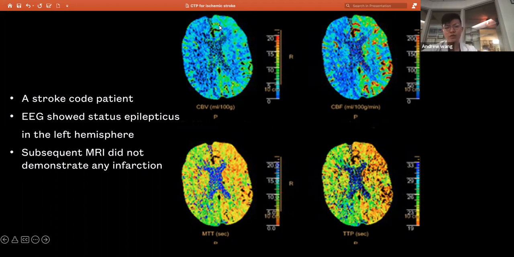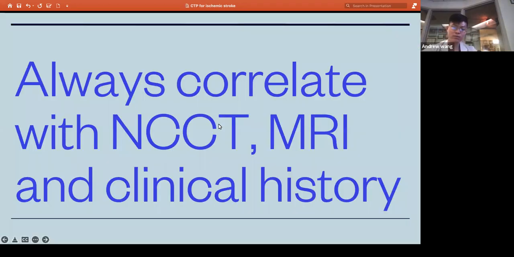After a seizure, brain tissue can be hyperperfused, which will present as increased cerebral blood volume and increased cerebral blood flow on CT perfusion study. So if patients have a seizure and a stroke at the same time, we should be aware that seizure can mask the stroke on CT perfusion scan. So again, always correlate CT perfusion study with non-contrast CT, MRI, and clinical history.